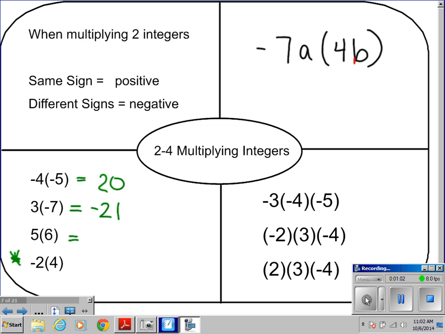What about 5 times 6? 30. Good. And then the last one, negative 2 times a positive 4. No, negative 8, sorry. Good, that's great, negative 8.